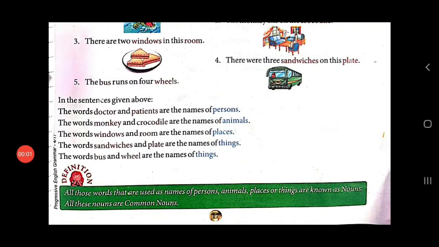Here in the green box, you can see the definition for common noun is given. All those words that are used as commonly used names of persons, animals, places or things are known as nouns, and all these nouns are common nouns. And children, you have to remember that common nouns never begin with a capital letter unless that word comes at the beginning of the sentence. Understood?